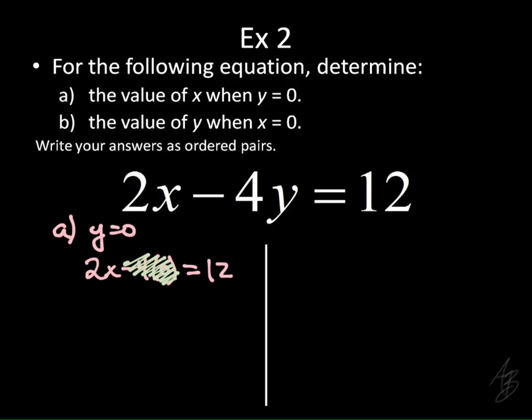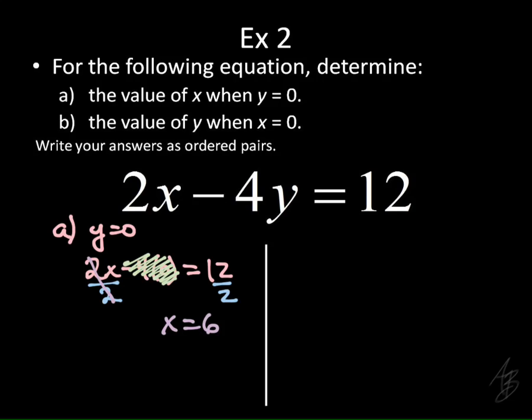So, Claire, what do we have to do to solve that? 2x equals 12. How do we get the x by itself? Divided by 2. Okay, divide by 2. And when we divide by 2, we're going to have the 2's cancel here, and what's left? x equals 6. Okay, good.